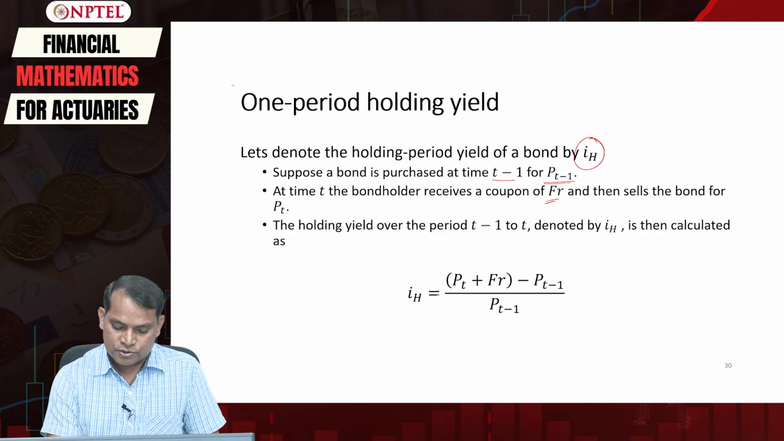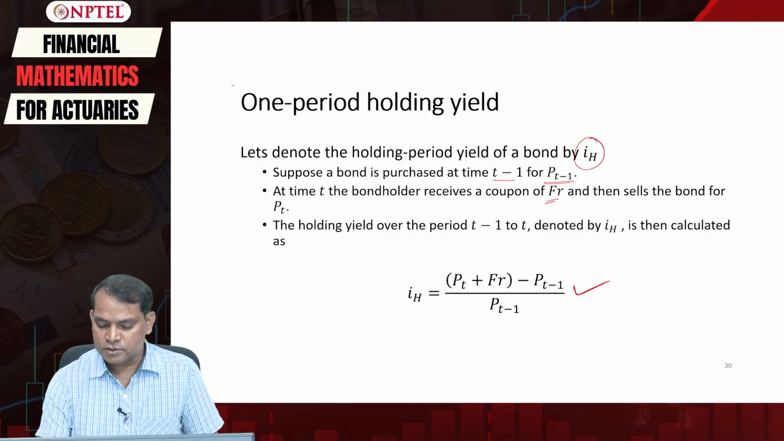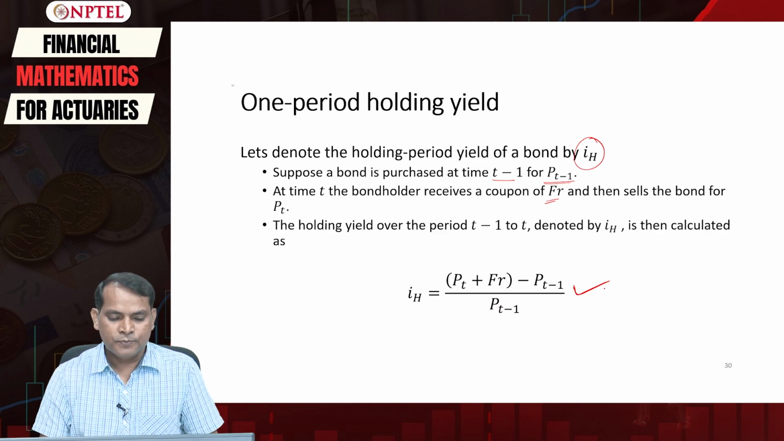So the holding yield over the period t minus 1 to t, denoted by i_H, is then computed as: i_H is equal to the price at time t plus whatever coupon amount he has got, minus the price of the previous period, divided by the price of the previous period. That is, i_H = (P_t + Fr - P_{t-1}) / P_{t-1}. So this is the holding period yield if the investor holds the bond for one period.